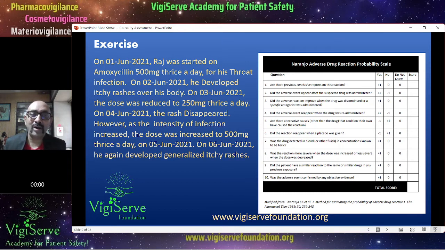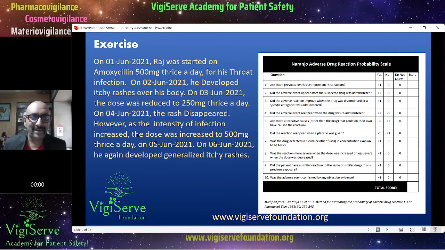Then are there alternate causes other than the drug that could have caused the reaction? Yeah, you may argue that there may be an insect bite, right? But then looking at the de-challenge and re-challenge, it is less likely, right? So you can either give it as +1 or you can give it as 0. Okay. Now, was the drug detected in blood in concentrations known to be toxic? So have we done the blood test? No, right? So it is do not know.